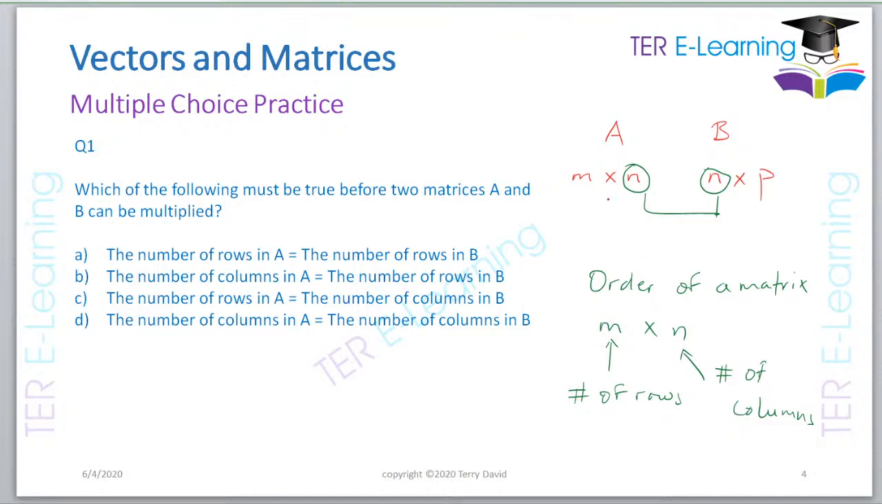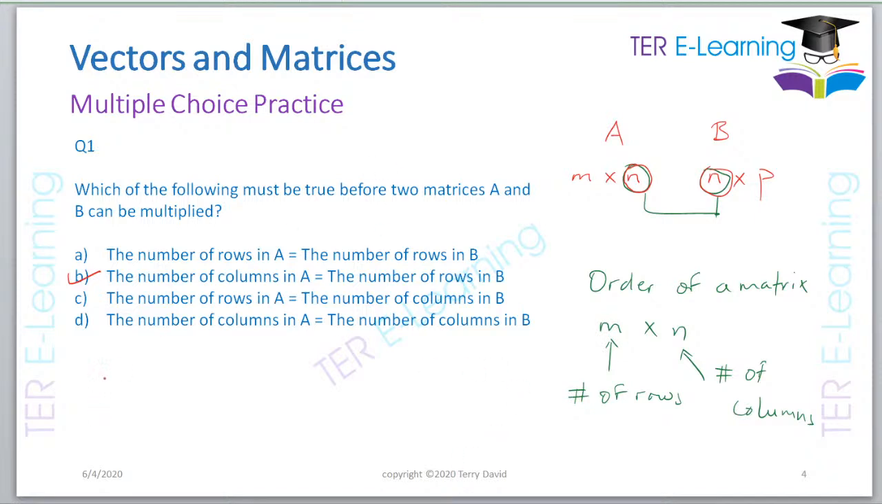So what we're saying is that this value here for the first matrix must equal this value. Therefore the number of columns in A must equal the number of rows in B. So the answer has to be B in this particular case. The number of columns in your first matrix must equal the number of rows in your second matrix.